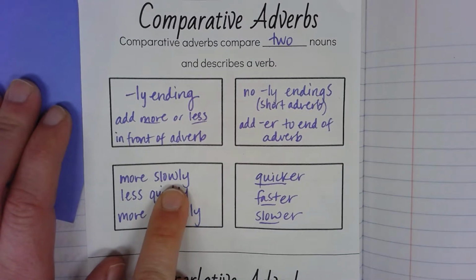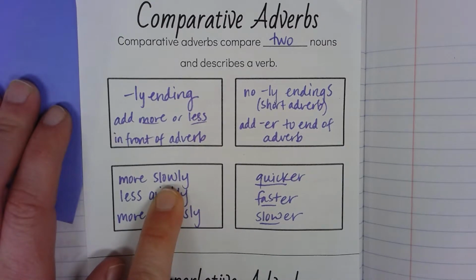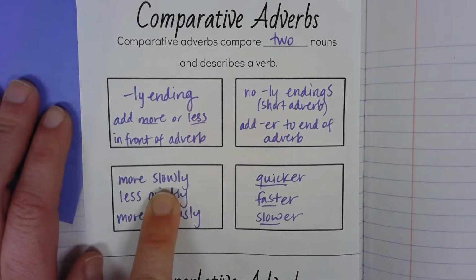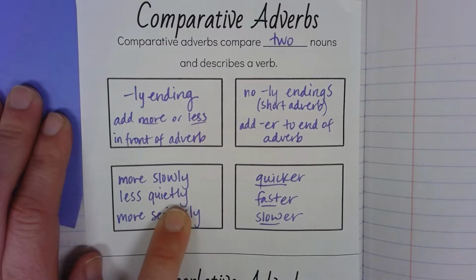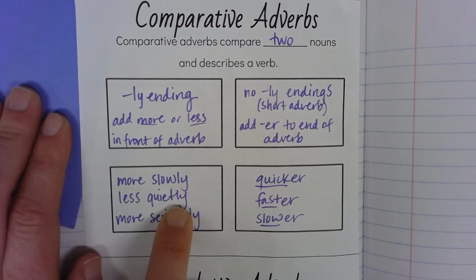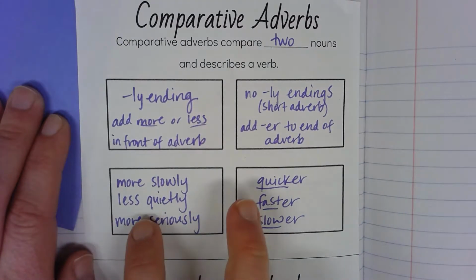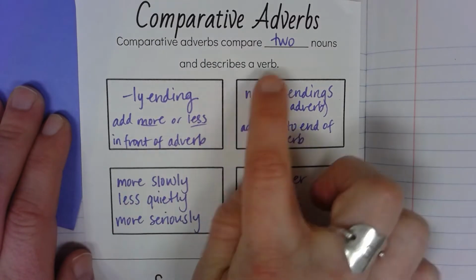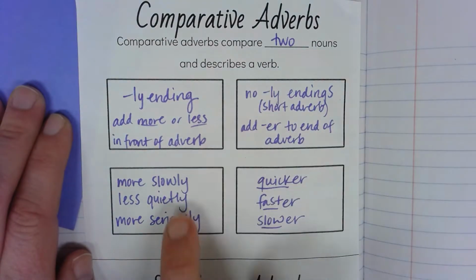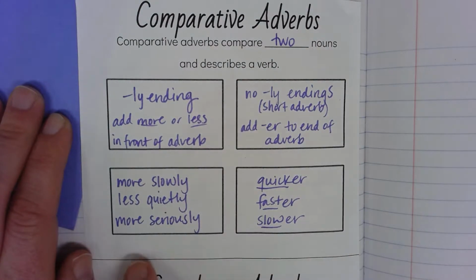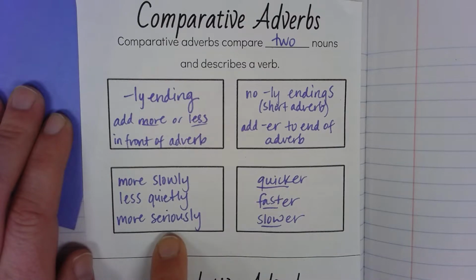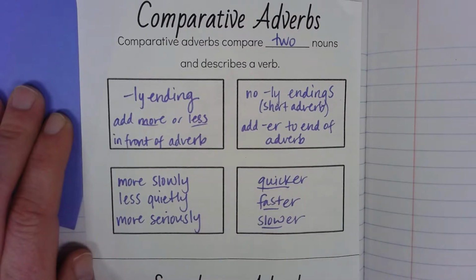So slowly. Slowly is an adverb, ends in ly. They're moving slowly, but they're moving more slowly than they were yesterday. Quietly: they're studying quietly, but that group over there is studying less quietly than the other group there. Notice how we're comparing the two groups, the two nouns, but we're still working with the verb that's being described. And more seriously, with more in front.